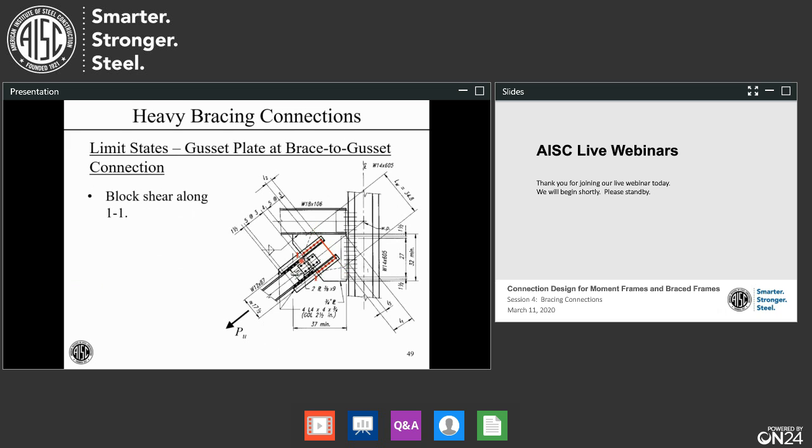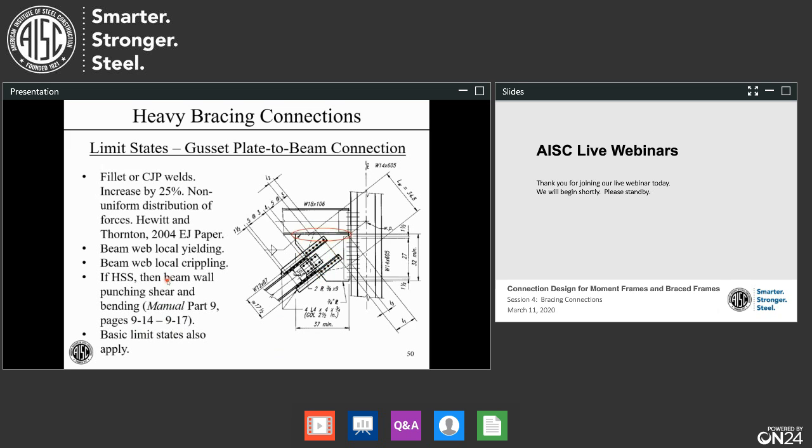We also have block shear along this U-shaped pattern like you see in this picture right here. Now moving to the gusset plate to beam connection. These are typically going to be fillet welds. Yes, you could have CJP welds, but we got a lot of length there, so hopefully we can get away with fillet welds. One oddity here is even though we're saying there's no moment there, we're going to increase the fillet weld requirement by 25% for non-uniformity in the distribution of forces along there.